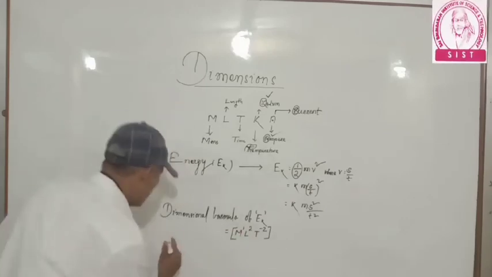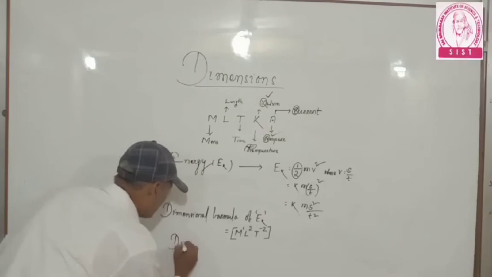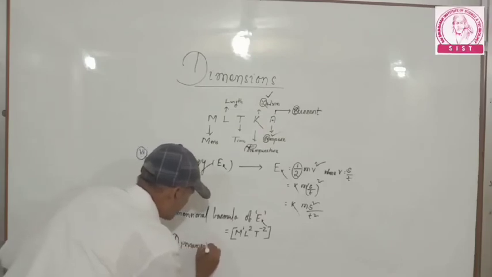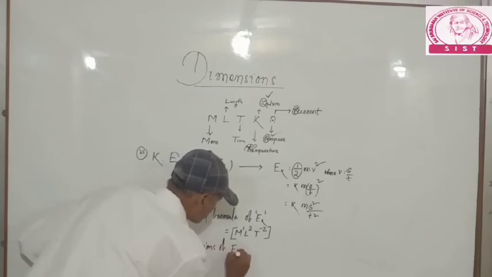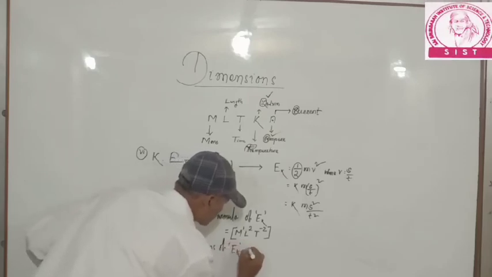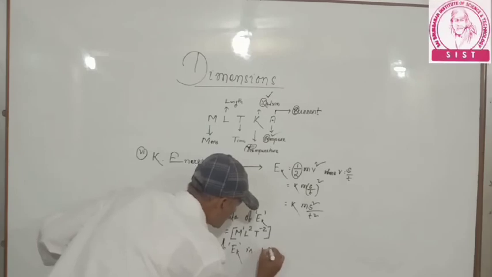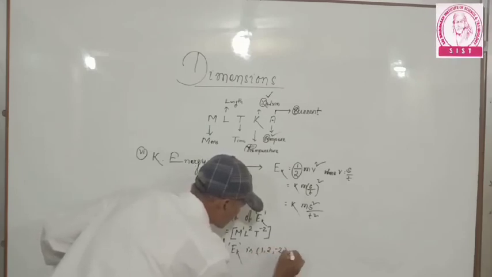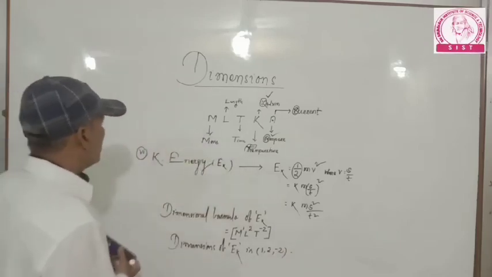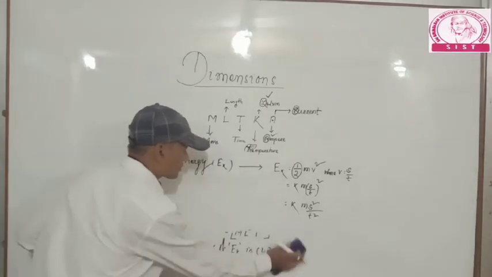What is the dimensions of kinetic energy? The dimensions of kinetic energy is one, two, minus 2. Then next move to potential energy.